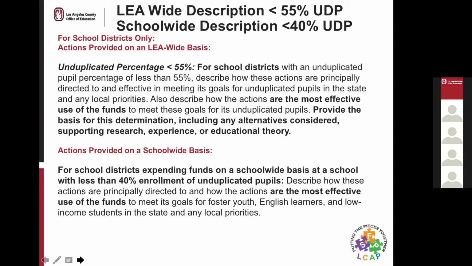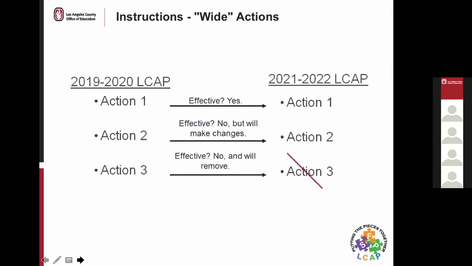And the same additional description must be provided if the LEA is describing a contributing action that they are providing school-wide, where the enrollment at the school is less than 40% unduplicated pupils. This higher bar for the description requires the LEAs to explain how their action is intentionally addressing the needs of the unduplicated pupils and how it really is the most effective for their unduplicated pupils. Next slide, please.